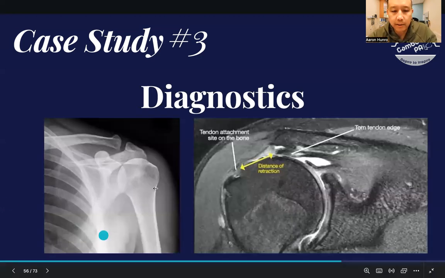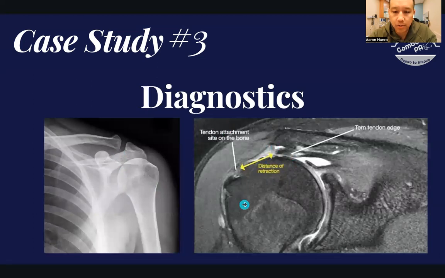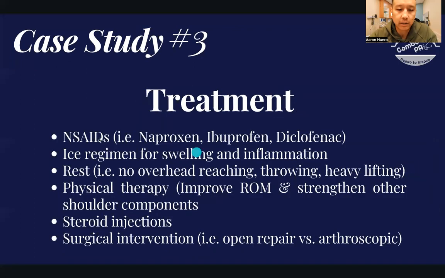So let's say we get this X-ray, it looks normal, right? But this MRI shows a torn tendon of the rotator cuff. This right here is that space of retraction. So we would diagnose this as a full thickness rotator cuff tendon tear with X amount of millimeters of retraction. So this would probably go into surgery.